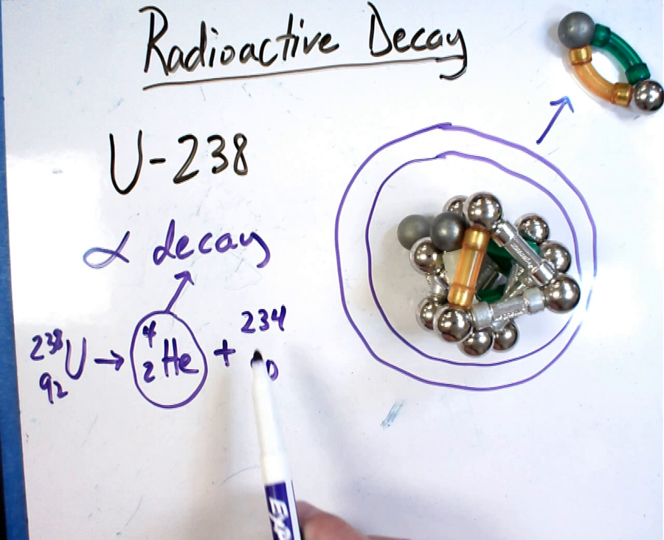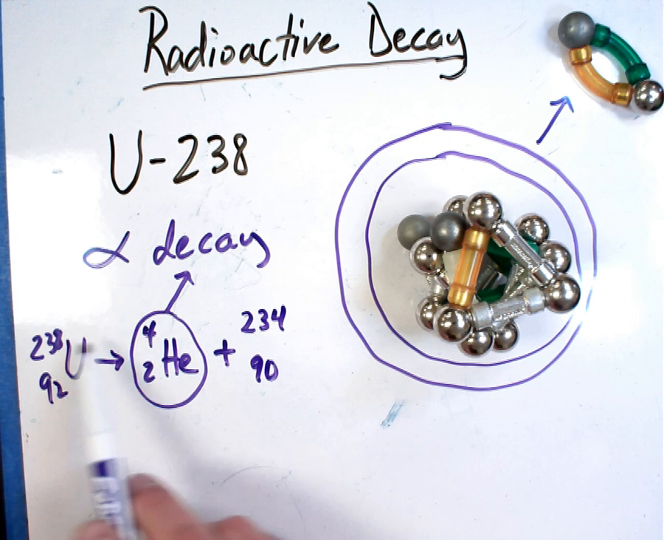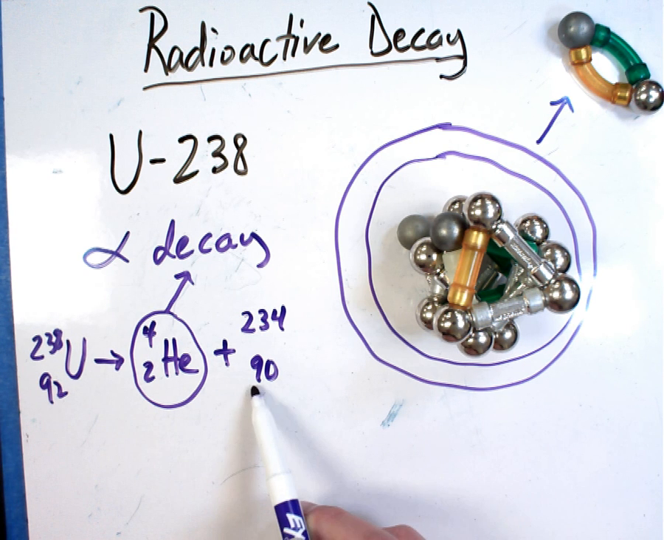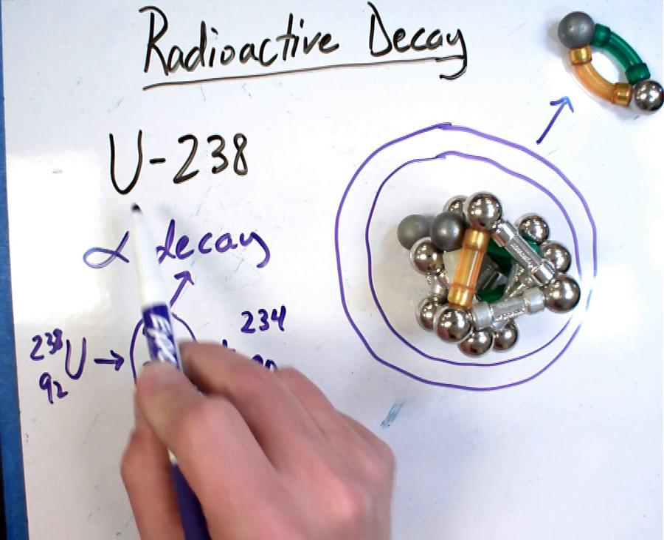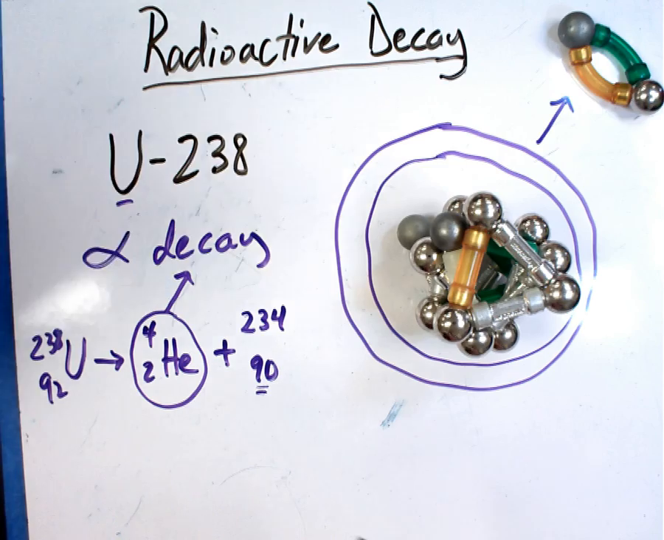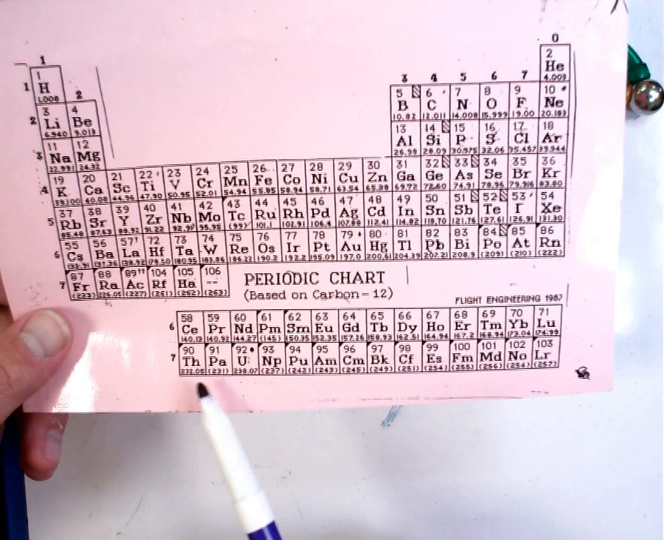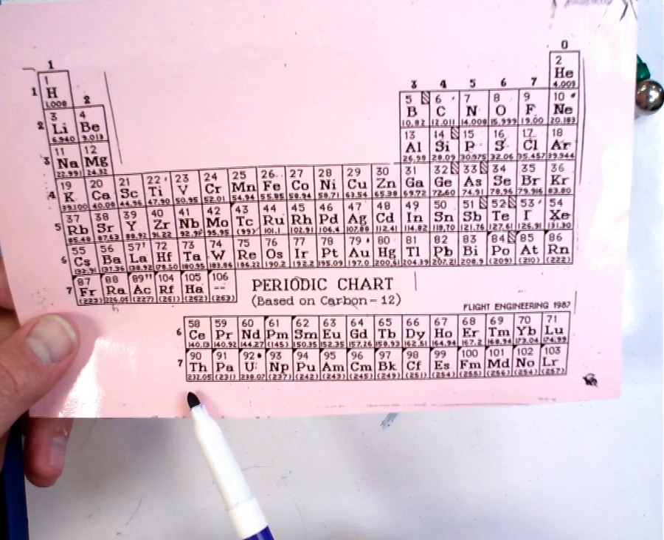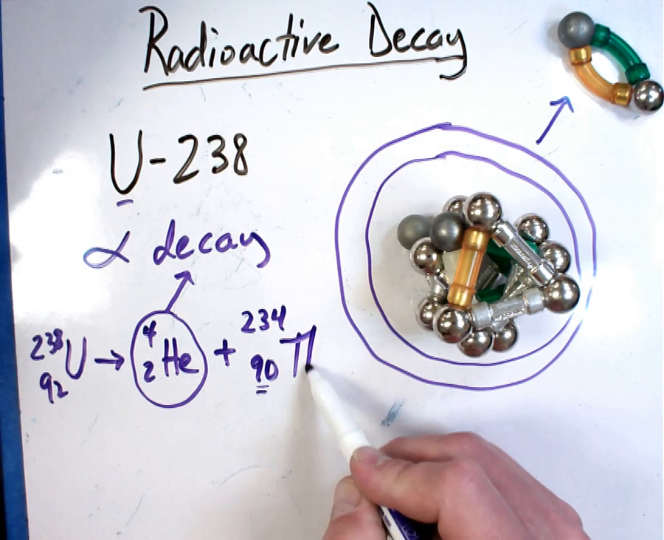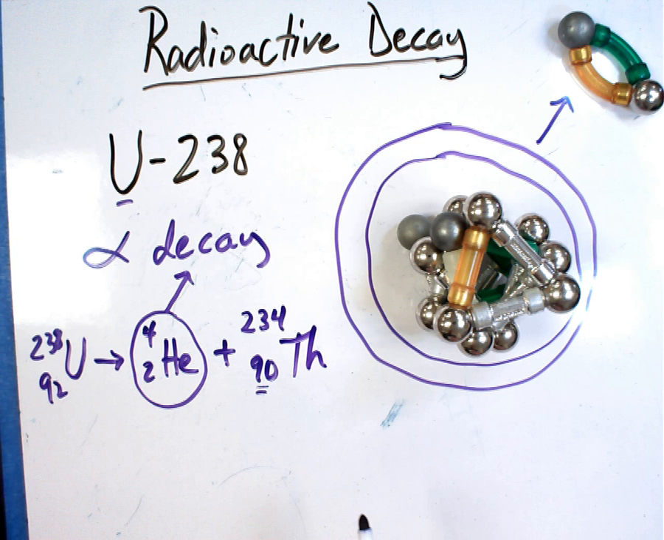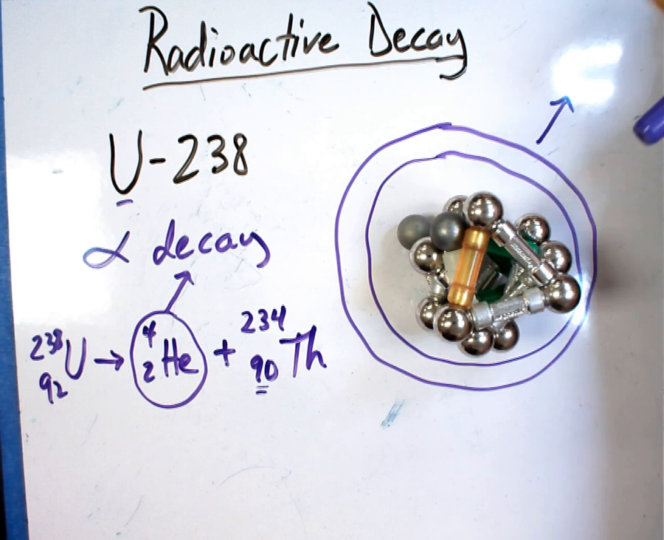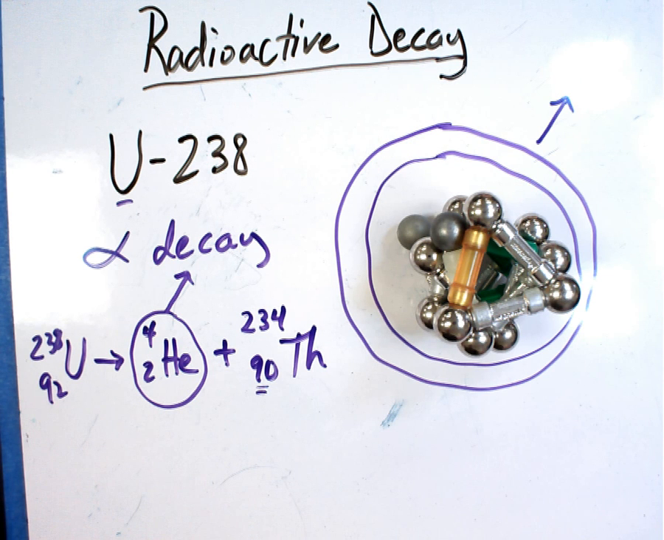Now, I can always check my math. 234 plus 4 is 238, and 90 plus 2 is 92. What happens if I change the protons? Is it uranium anymore? Well, let's look at the chart. If I look at element, I was at uranium, which was 92. Now I'm going to move to number 90, which is TH, thorium. So it actually changed elements. It's not the same element anymore. So when this thing flies off and goes away, it now is a new element.